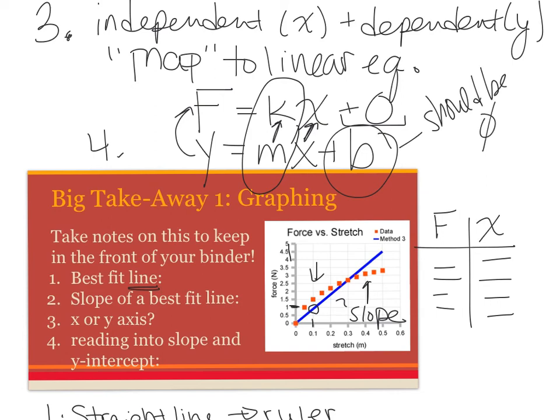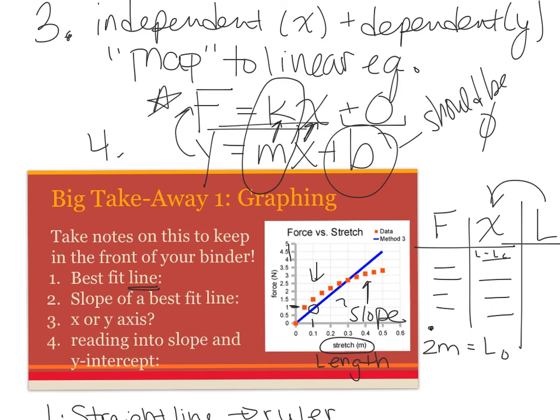This is a mistake that a lot of people made too, because instead of putting stretch on the x-axis, they put length, making their x-intercept all the way at 2 meters, because that was the original length. Instead, we want to take our data, figure out how much our spring is stretched past its original length, so this would be L minus L naught, which would give us x, and put that in the graph so that then our graph actually matches this equation, F equals kx.